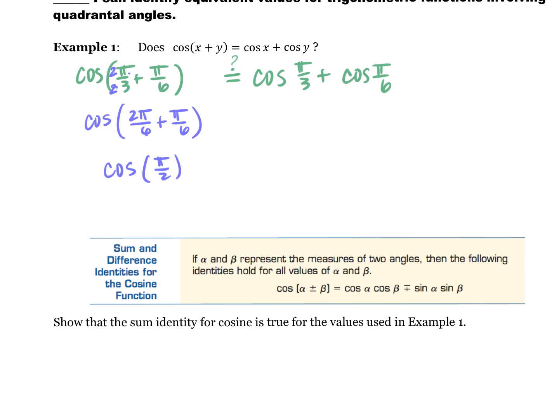Yes, the cosine at 1/2 pi, the x coordinate at 1/2 pi, is 0. So do you agree this left side is 0? Yeah. Now we're going to see, does that equal the right side? What's the cosine at pi over 3? The cosine at pi over 3 is 1/2. We need to add to that the cosine at pi over 6, which is root 3 over 2. So I'm going to put that in my picture. The cosine at pi over 3 was 1/2, and the cosine at pi over 6 was root 3 over 2.